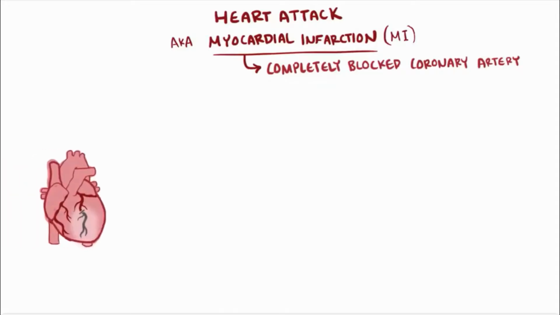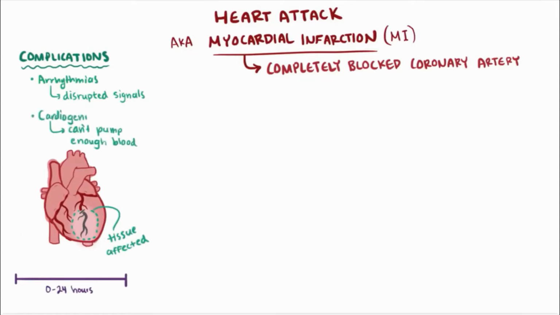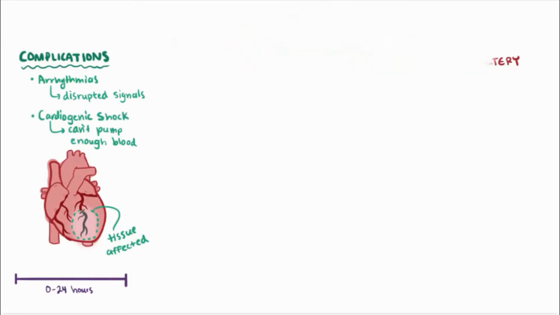A major complication of MI is arrhythmias, or abnormal heart rhythms, with the highest risk being immediately following an MI, since the damage or injury can disrupt how the cells conduct electrical signals. Along the same lines, depending on how much contractile muscle tissue is affected, the patient's heart might not be able to pump enough blood to the body, resulting in cardiogenic shock.